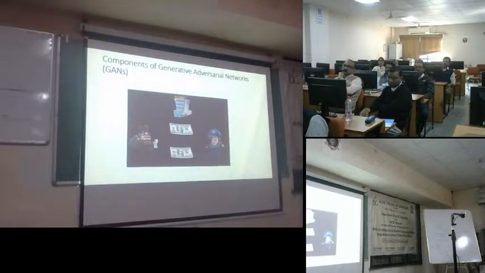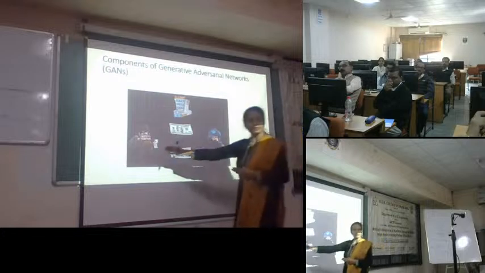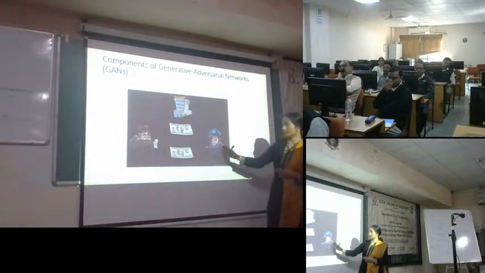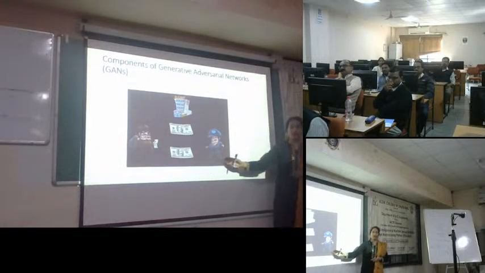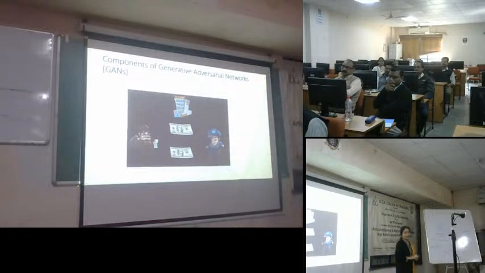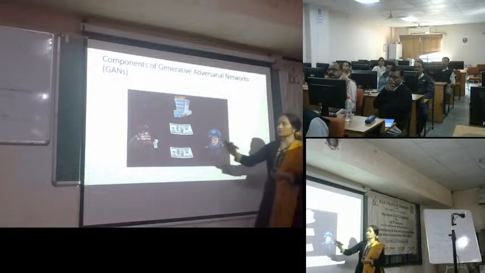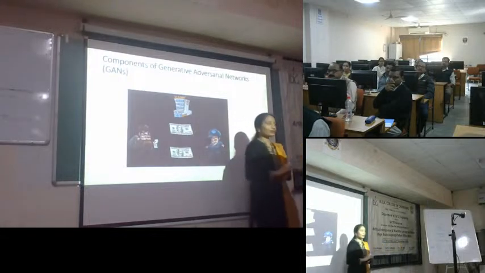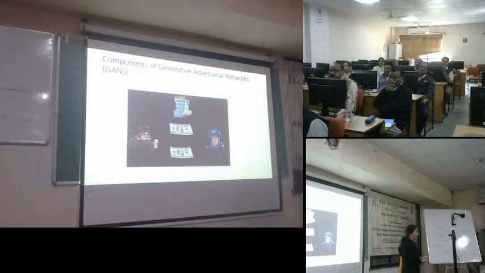Now the components in terms of visualization. As I told you, this is my generator, like a thief, and this is my discriminator, a police, and this is a bank. Now there is a story going on. The story says that my thief, that is nothing but the generator, is going to the bank and depositing some money.